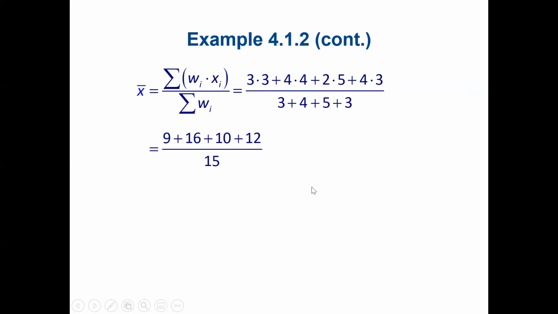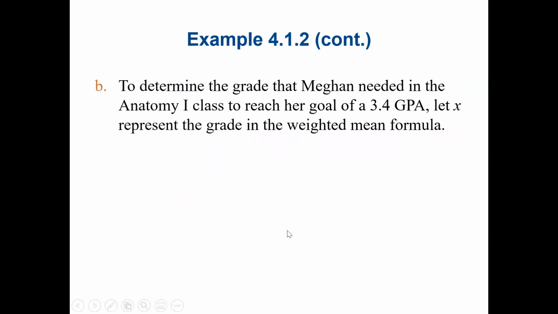So we had everything. We got 47 by 15. So our solution will be 3.13. So the GPA again is 3.13. But in B, we want to determine what grade Mega will get in anatomy 1 in order to get a 3.4 GPA.